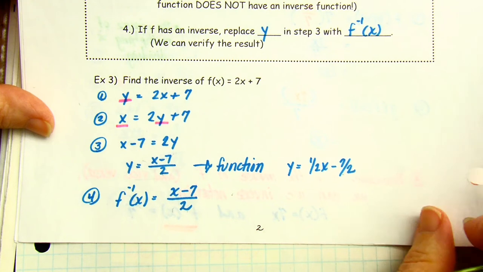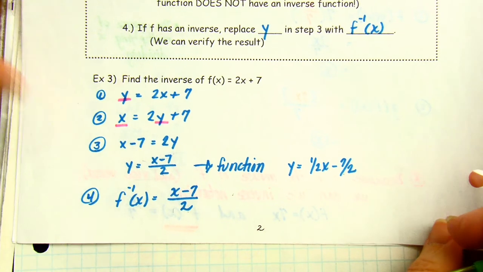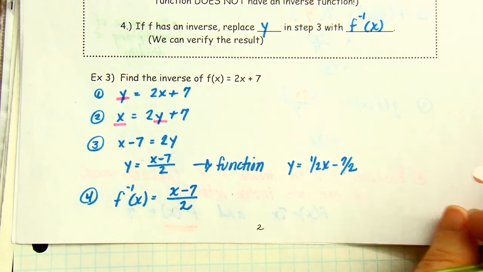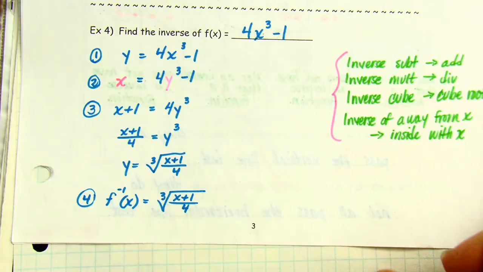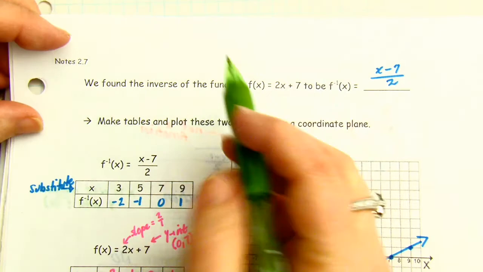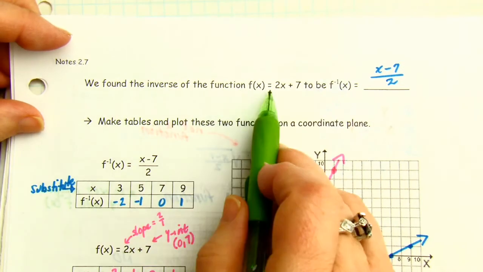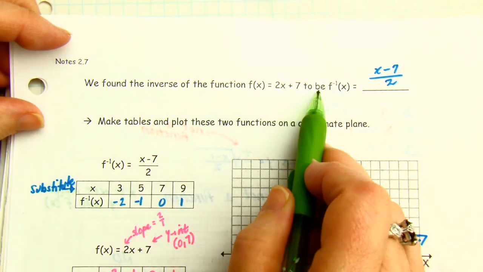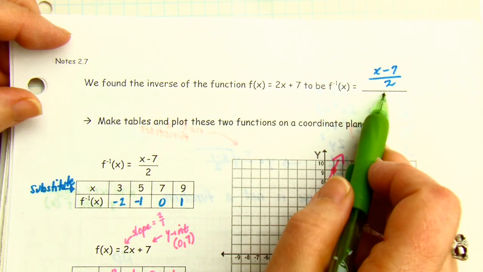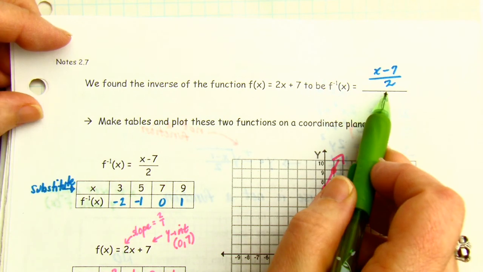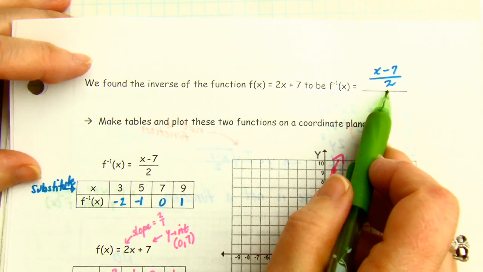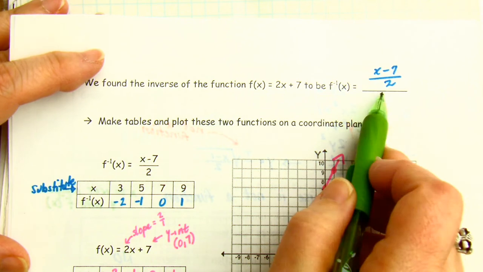So if you have questions on that, please let me know. All right, the next example. We found the inverse of the function f of x equals 2x plus 7 to be f inverse of x equals (x minus 7) over 2, right? Because you were dividing by 2.